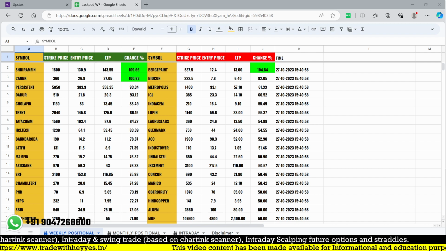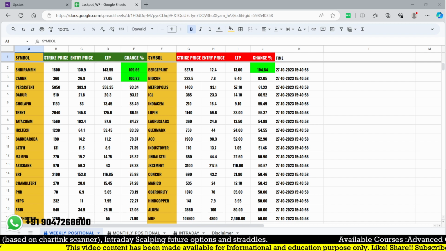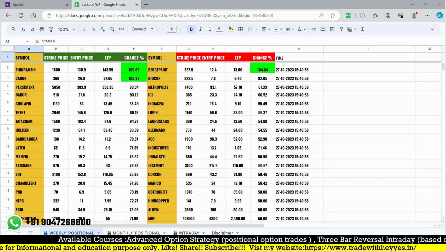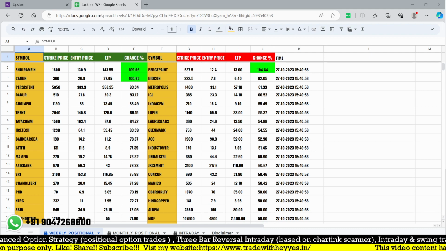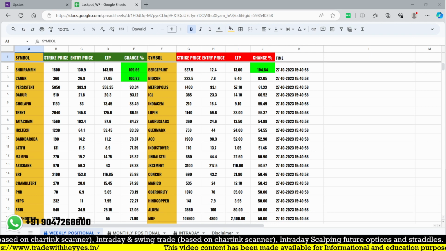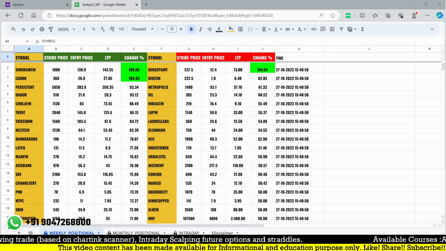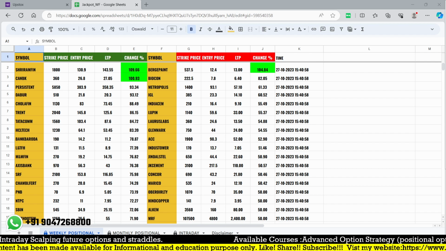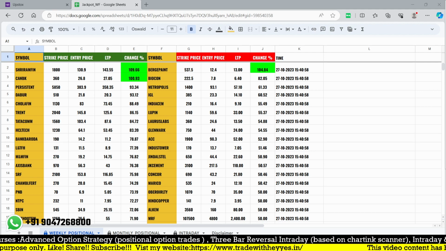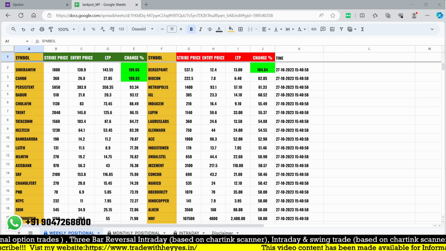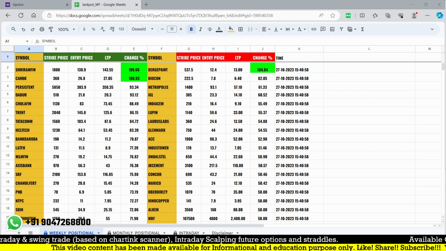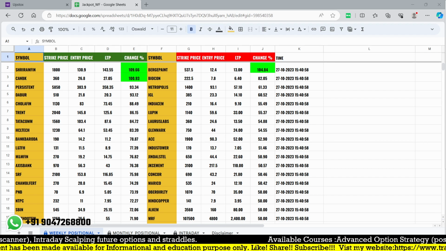In this video, I'm going to discuss the Google Sheet, which works based on our advanced option strategy. This sheet looks like an option scanner, which we can use to look at options trading strategies. This tool will help you find a trade opportunity by using a scanner. It's not providing any buy or sell tips, so we need to find the trade opportunities ourselves by using the scanner to find options.